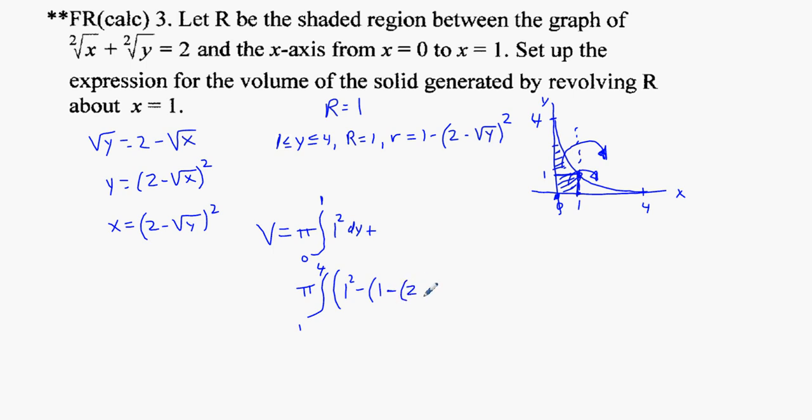the quantity 1 minus (2 minus square root of y), squared, and that's dy. So these are the two integrals together. It's a matter of entering these in a calculator, and we will have our correct answer.